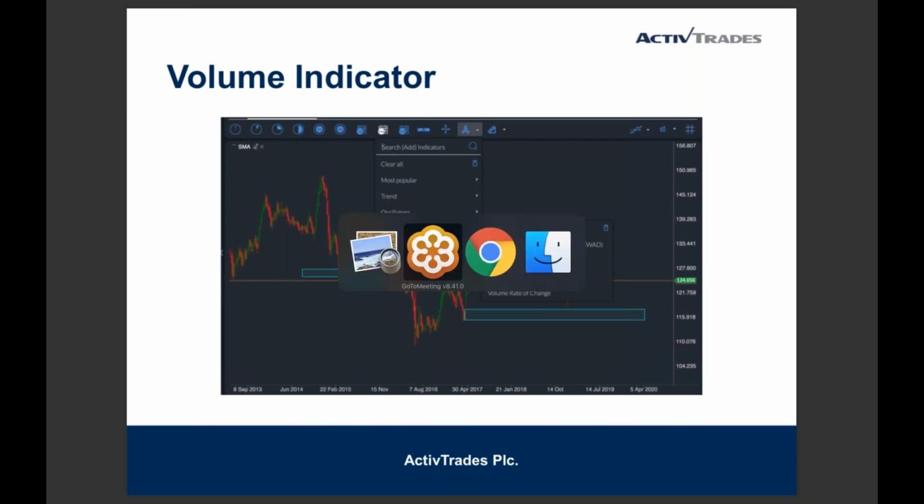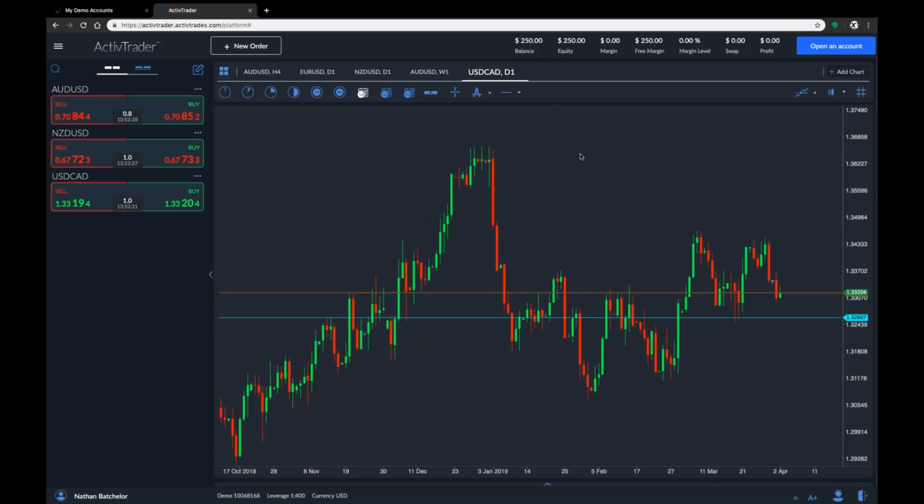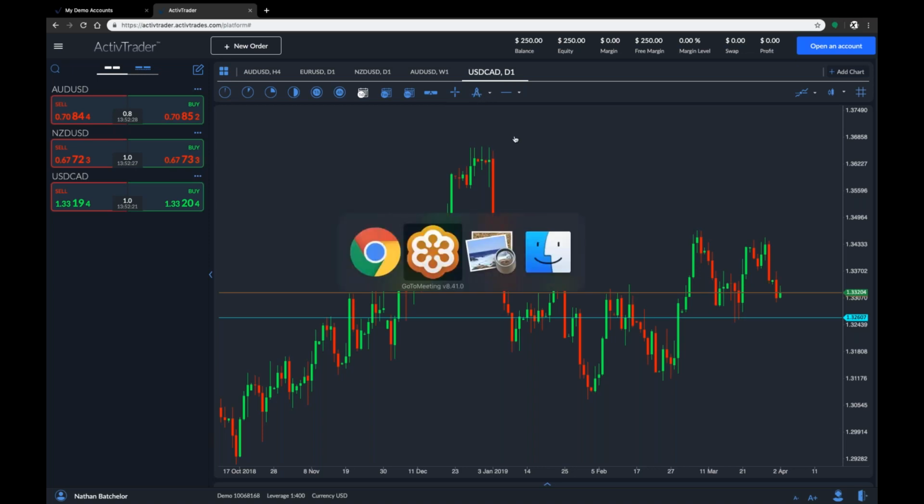Okay, so the first section now, we're going to be looking at the volume indicators on the new ActivTrader platform. So you can see there we've opened up the new ActivTrader platform, and if you go on there, you will go to the section that says volume indicators.